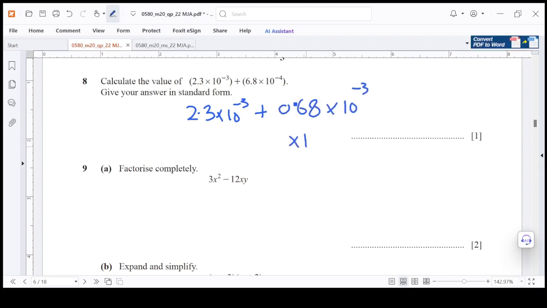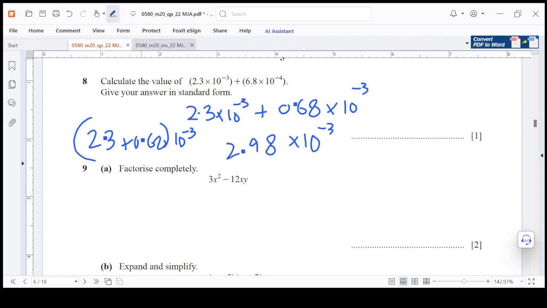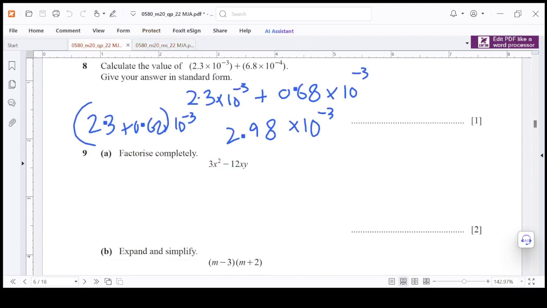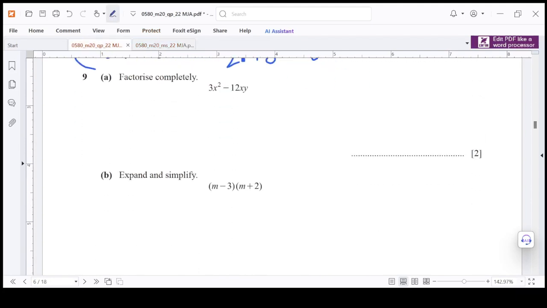Now, since these two have the same power, we can add them up. Add 2.3 plus 0.68, and we've taken 10 to the power minus 3 common. So this gives 2.98 times 10 to the power minus 3. Yeah, that is correct. Next we need to factorize this. We can take 3 and x common. We have x minus 4y.